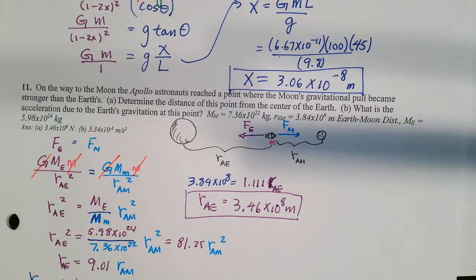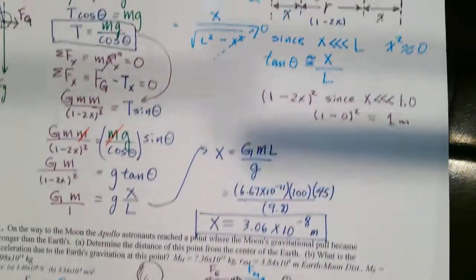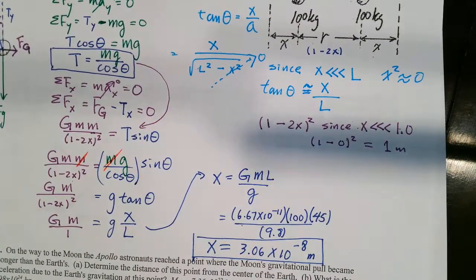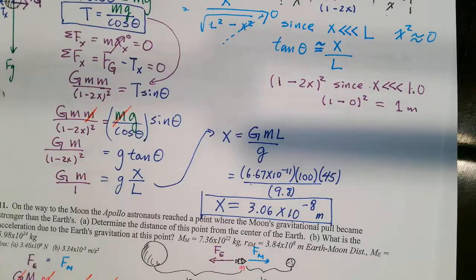All right. So this is almost 90% of the way to the Moon. That's when they become equal.